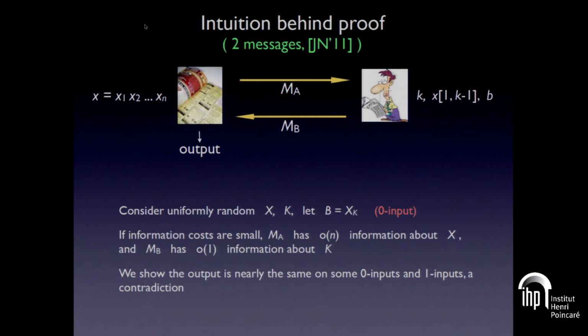Now, why would you expect there to be a trade-off at all? It's because of this. Imagine that both information costs from Alice and from Bob were small. So they're not sending much, they're not revealing much about their inputs. Then we'll construct inputs where the function evaluates to 1, but on which the final state, the joint output of the two parties, is actually close to what we have on 0 inputs. That will mean that the single-bit output that you're producing is not correct, because they'll be distributed nearly equally in the two cases.